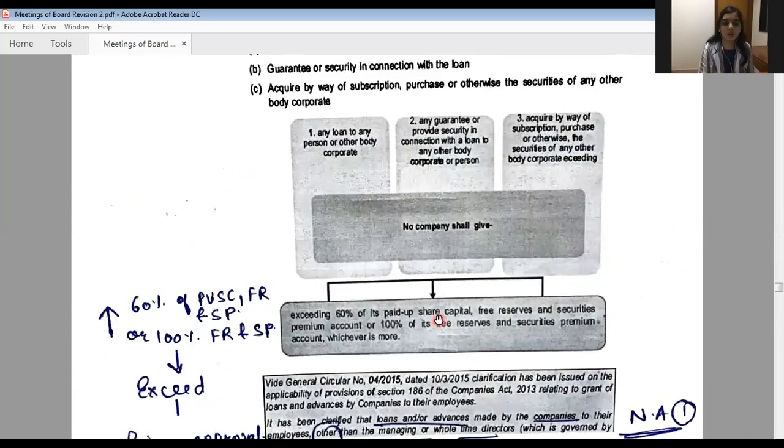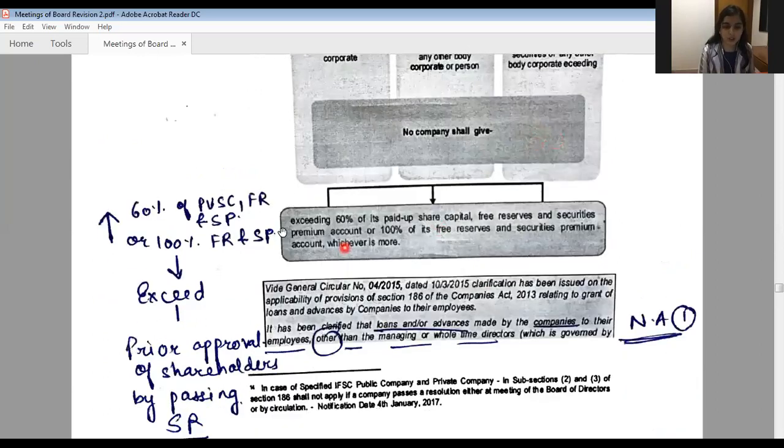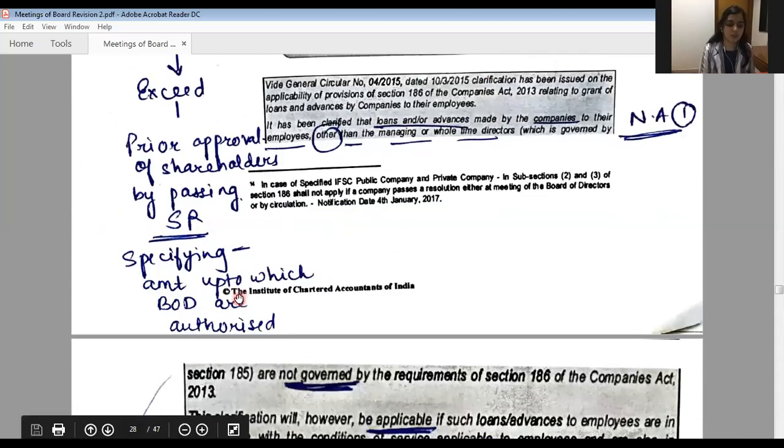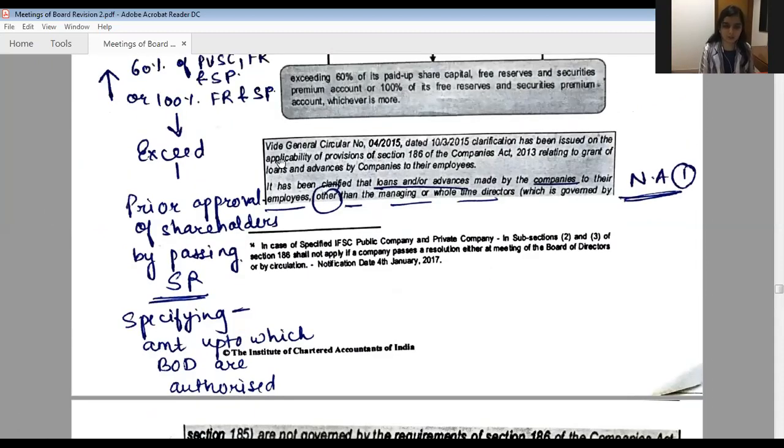That is, no company can give loan, guarantee, or security or subscription or purchase exceeding this limit. But if the company wants to exceed this limit, then prior approval of shareholders shall be required by passing a special resolution specifying the amount up to which the board of directors are authorized.